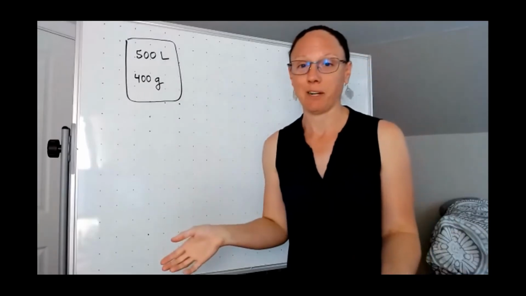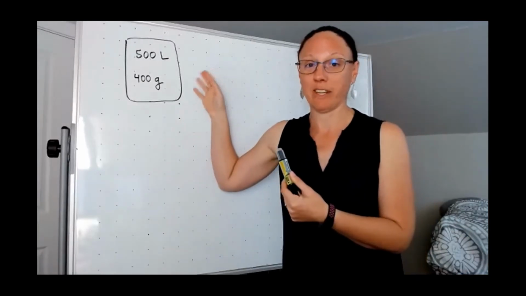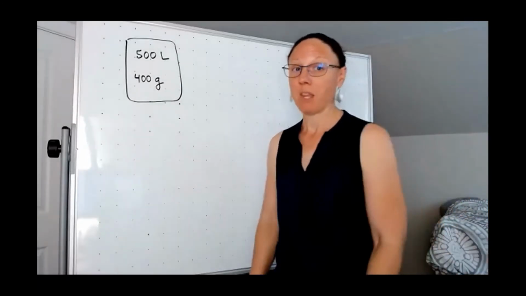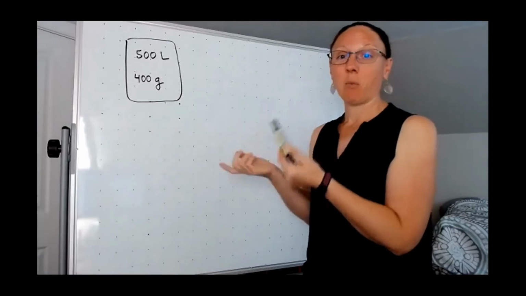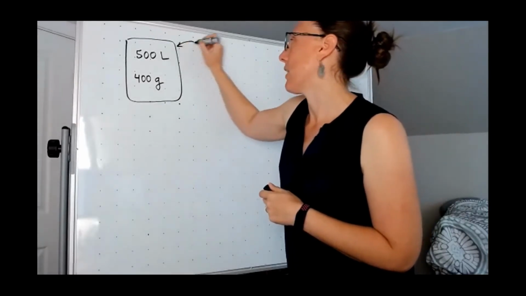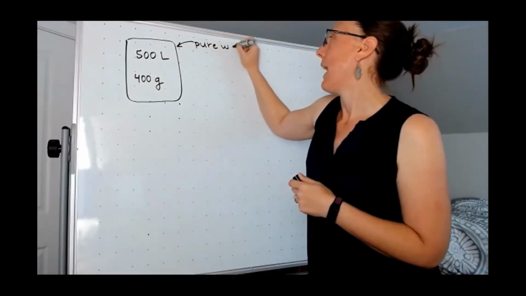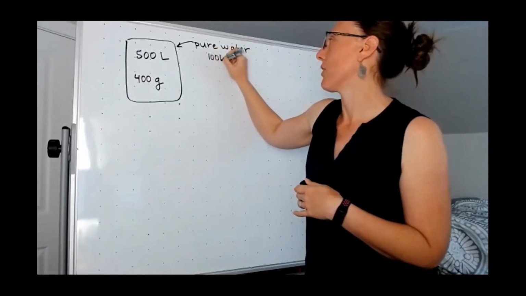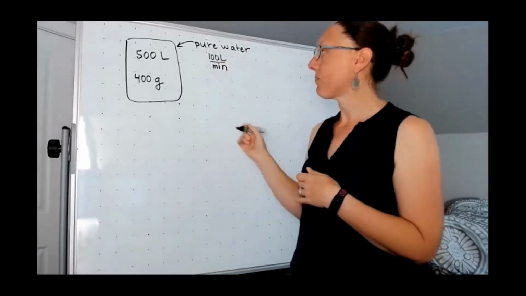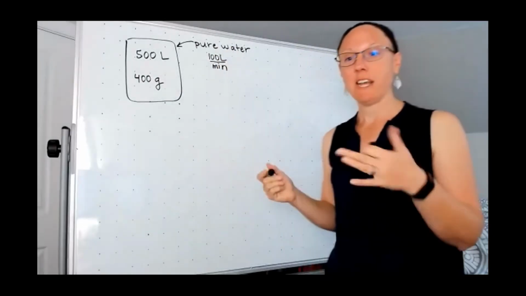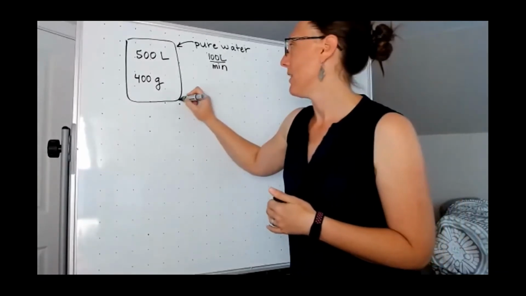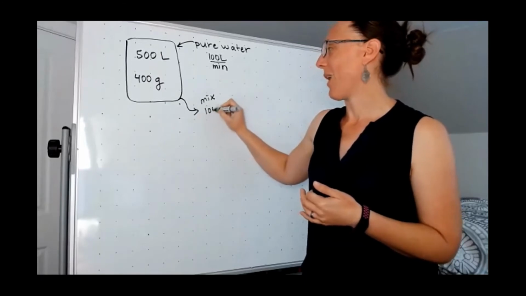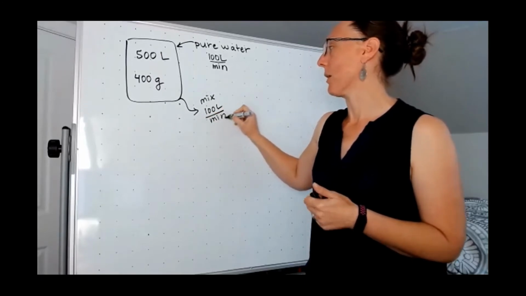I have no idea how many grams of lemon juice we should put in 500 liters. I've never made 500 liters of lemonade, so I just made the numbers up. So that's our situation. And what we're going to do is pump pure water into the tank. And that water is flowing in at a rate of 100 liters per minute. And then it says that the well-stirred mixture is flowing out at the same rate. So at the same rate, I've got the mixture flowing at 100 liters per minute.